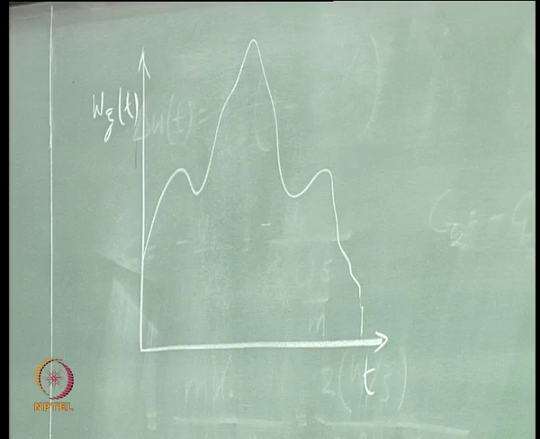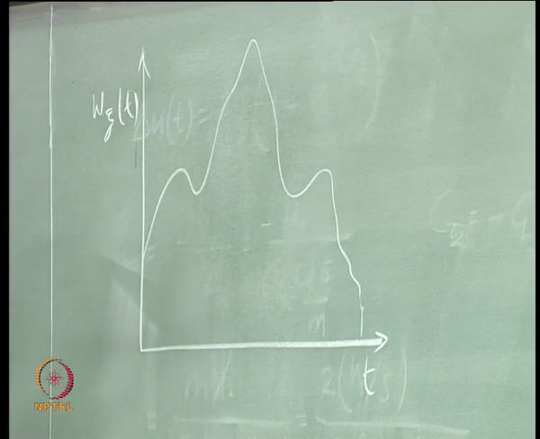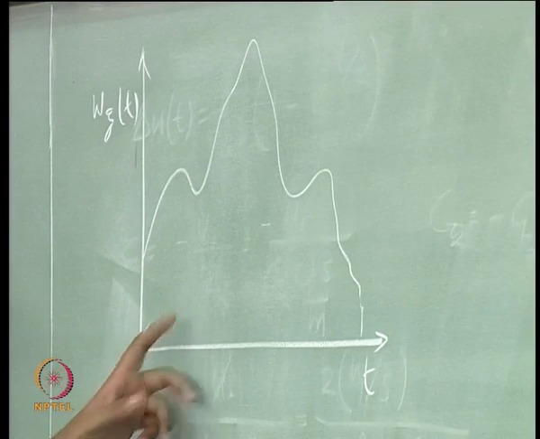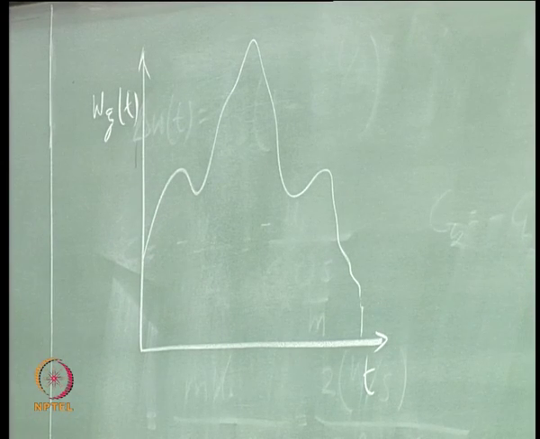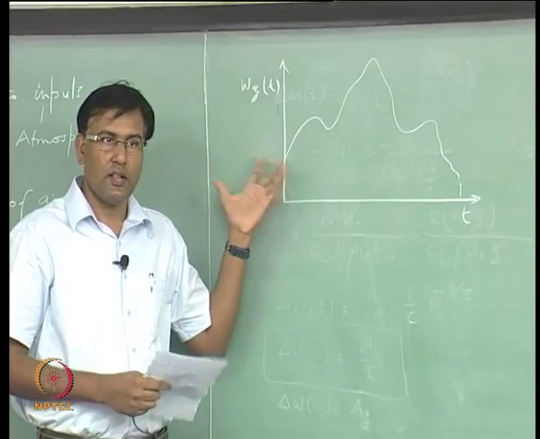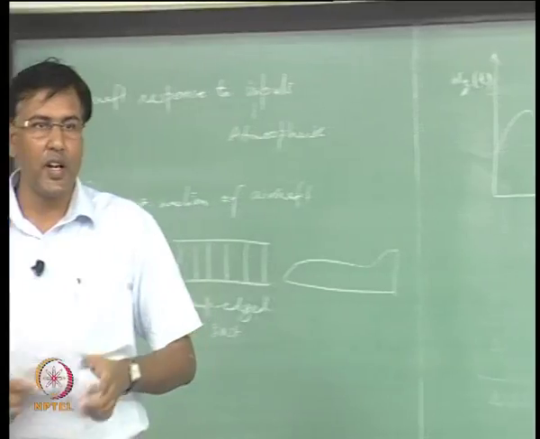But still deterministic, right. There is a deterministic profile. We know what the amplitude is at any particular time, right. So, these are non-periodic profiles. What about aperiodic profile?